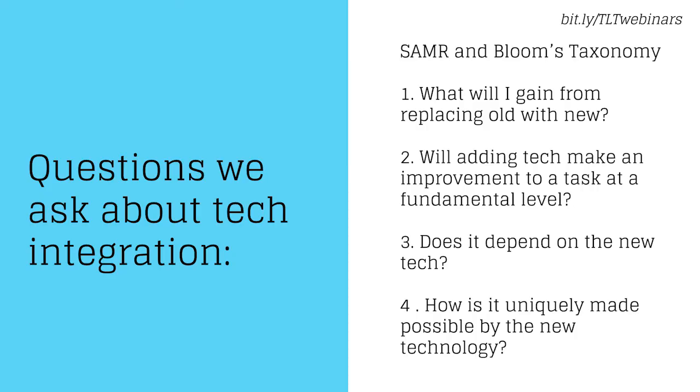So when we talk about SAMR and Bloom's taxonomy and our goal being transformation in the classroom or reaching those higher order thinking skills, we have to ask ourselves about the technology. What will I gain from replacing the old with the new? Will adding technology make an improvement to a task at a fundamental level?